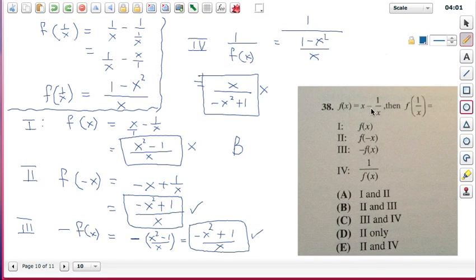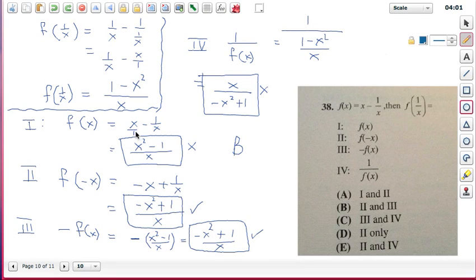F of x is equal to x minus 1 over x. Then f of 1 over x is equal to what? So f of 1 over x is equal to 1 over x minus 1 over 1 over x. That simplifies to 1 over x minus x over 1. And simplifying that gives me 1 minus x squared divided by x. So save this. And we're going to check each one of these choices here and see which one matches our original. So let's test for this one, which is simply f of x.